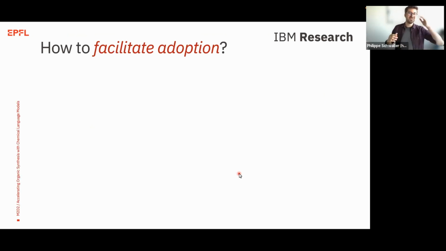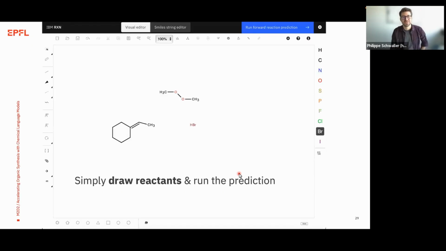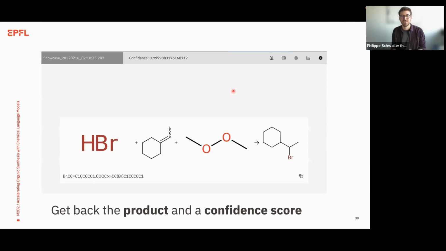At IBM Research, one focus was on facilitating the adoption of those machine learning models by chemists, and to build the IBM Reaction for Chemistry platform, which is free. And I can show you a few screenshots. A chemist, even without having any coding knowledge, can just go there and draw molecules or paste the SMILES as input, and then run predictions and get the outcome predicted by the model, together with a confidence score, and it would also be possible to give feedback on the predicted reactions.